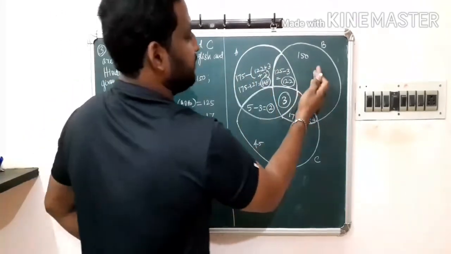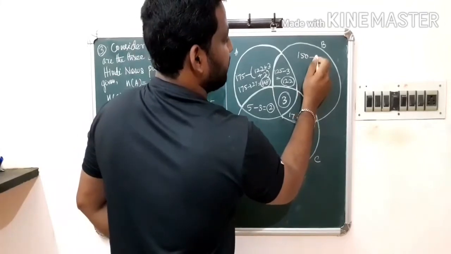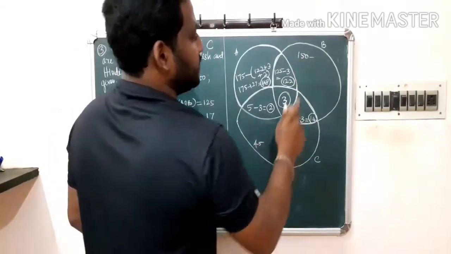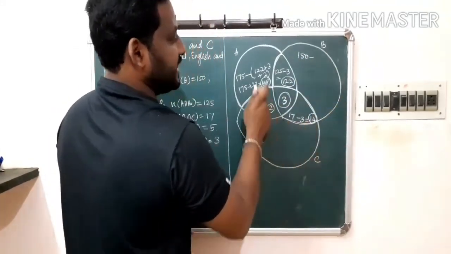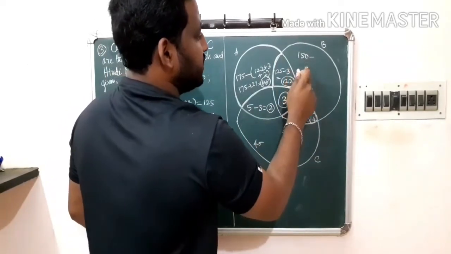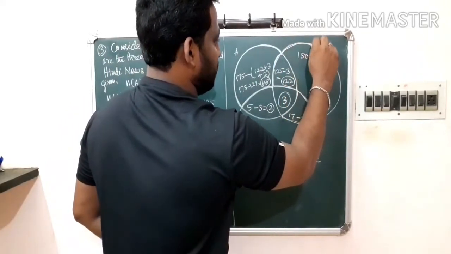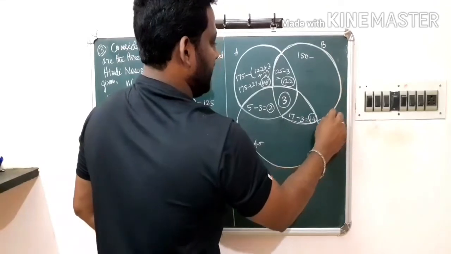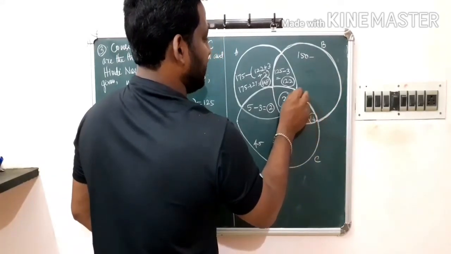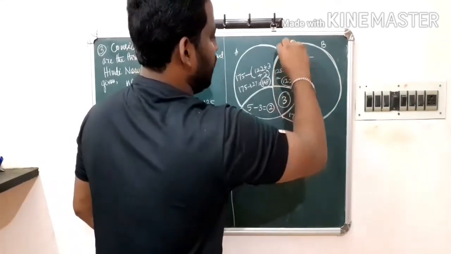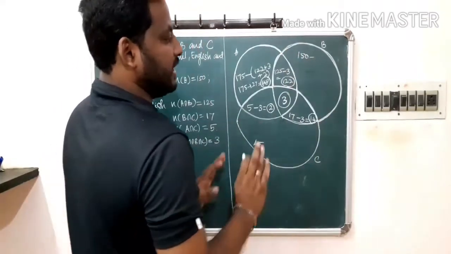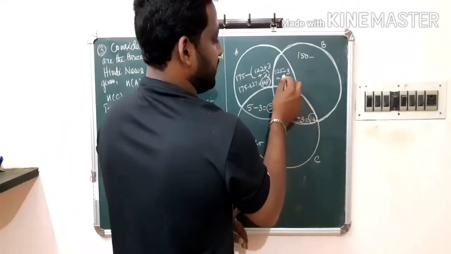So same following in English newspaper. So 150 families. This whole set is contained as 150 families. So we are going to find out this part alone. That means the families getting only English newspaper. So how many families are getting only English newspaper? Which means we have to subtract these three parts.